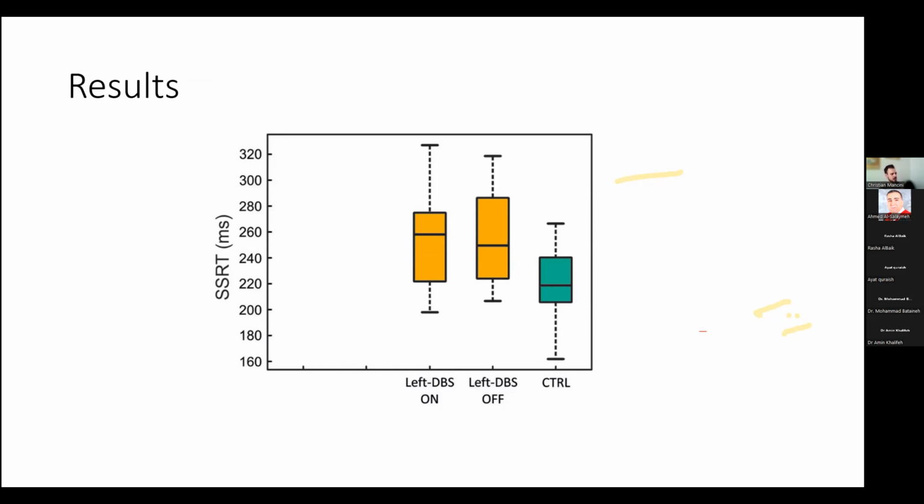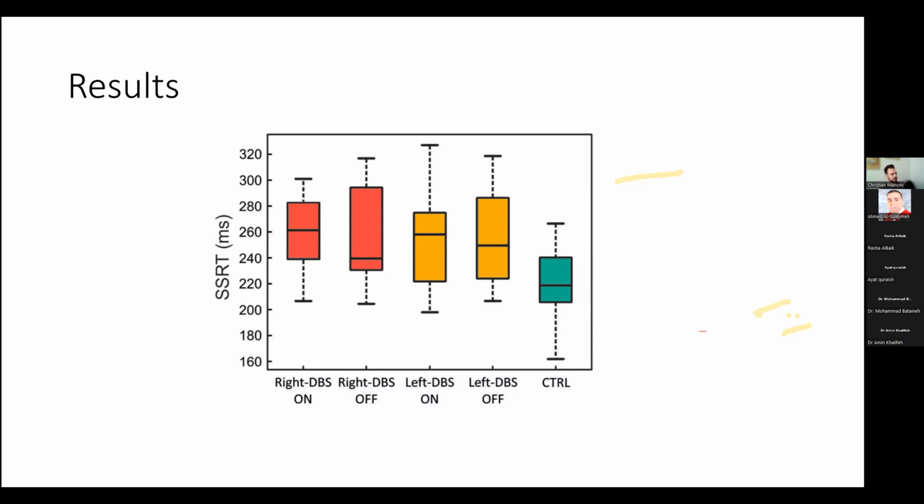So in yellow, we have patients with only the left deep brain stimulation. And it is not important if the left DBS is active or off. There is a clear deficit in reactive inhibition. Stop-signal reaction times are much longer with respect to the controls. And here are the patients with the right implant. And even here, you can see there is no clear difference. All these results are not significant.